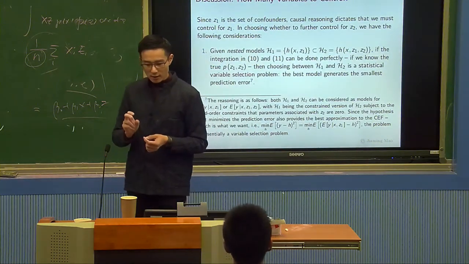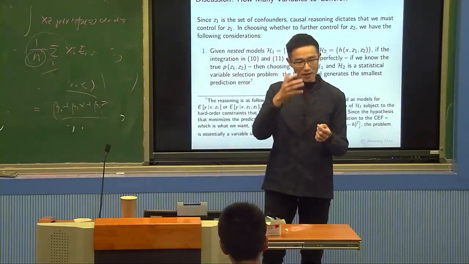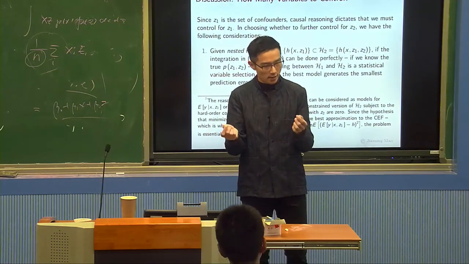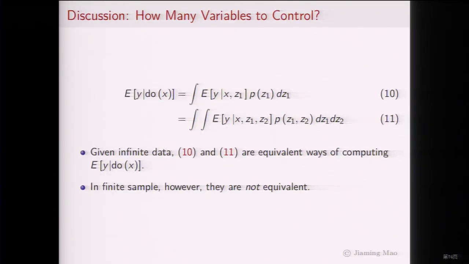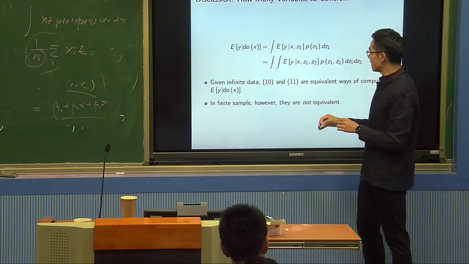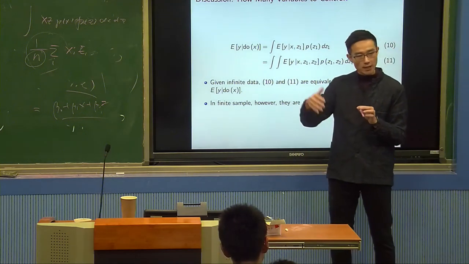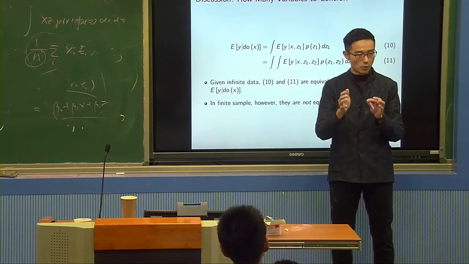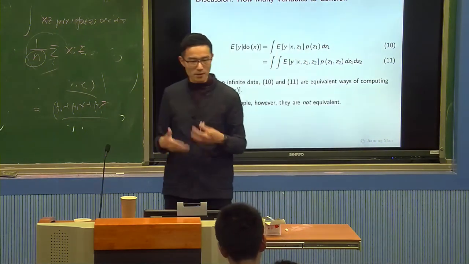The second thing is, if you are using a linear model, beta 0 plus beta 1 x plus beta 2 z, there's no interaction between x and z. In that case, you don't need to worry about integration. There's no such concern. So if you're using a linear model, and your model is not overfitting, then yes, typically adding more controls will help you get a better, more precise result. Okay, so that's the answer to what happens in application.